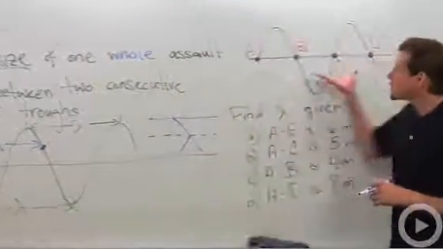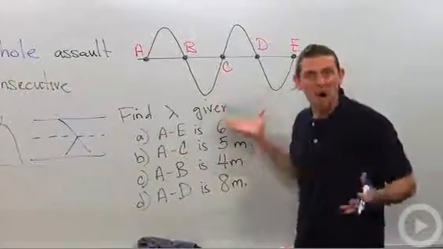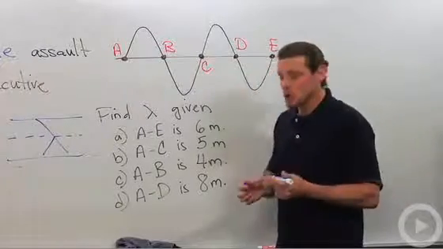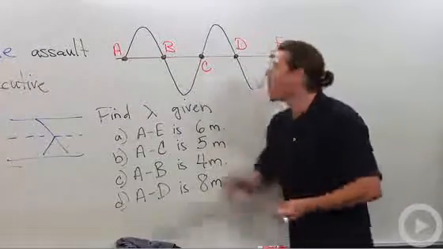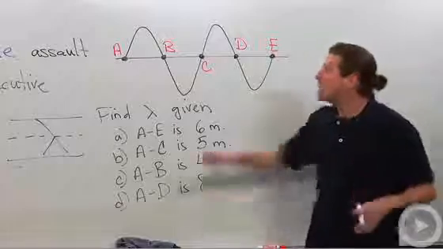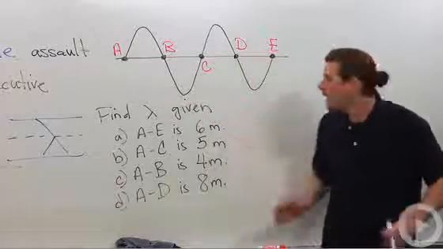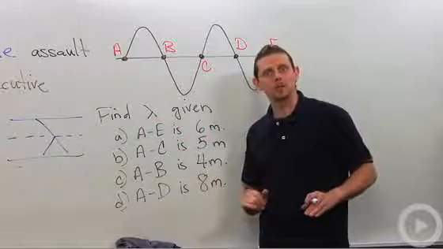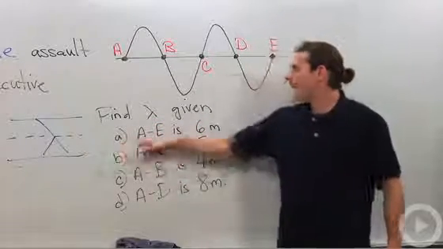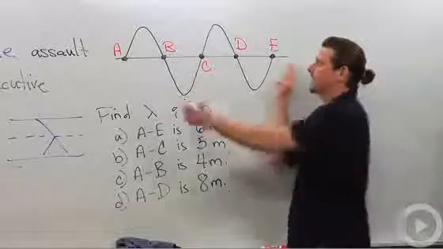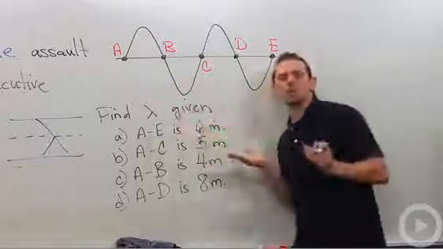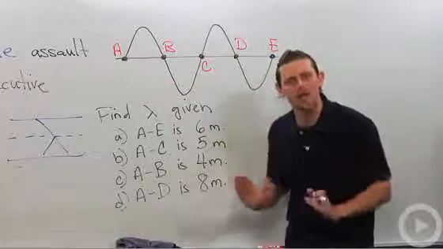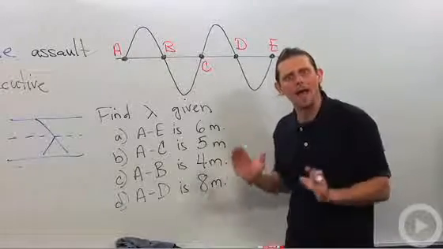All right, so let's talk about some problems that I've seen on tests asking about wavelength. Suppose we're given a periodic wave like this, with some points labeled, and we're asked to find the wavelength given a bunch of different situations. Let's look at the first one. A to E is 6 meters. What we've got to do is figure out how many wavelengths appear between A and E.